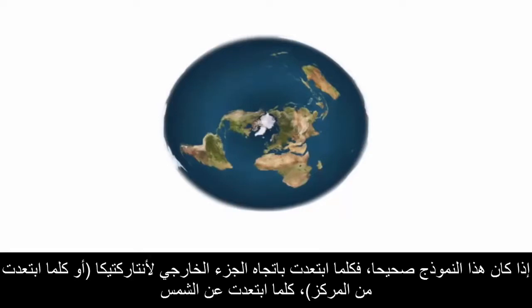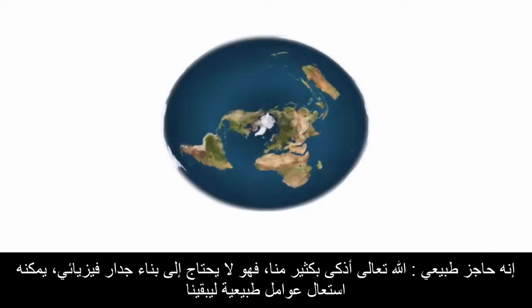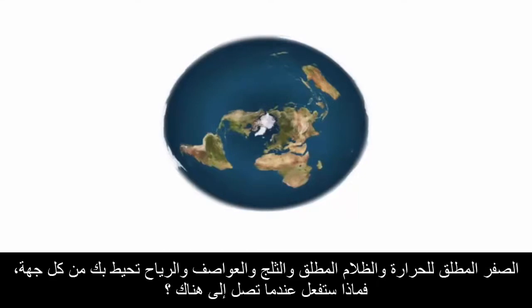If this model is true, the further you go towards the exterior of Antarctica, the further you go away from the center, the further you're going to be away from the sun, which means it's going to start getting extremely cold and extremely dark. And eventually you're going to go so far that you reach absolute zero temperatures and absolute darkness. It's a natural barrier. Okay? God is a lot smarter than we are. He doesn't need to build a physical wall. He can use natural conditions to contain us. Absolute zero temperatures and absolute darkness.